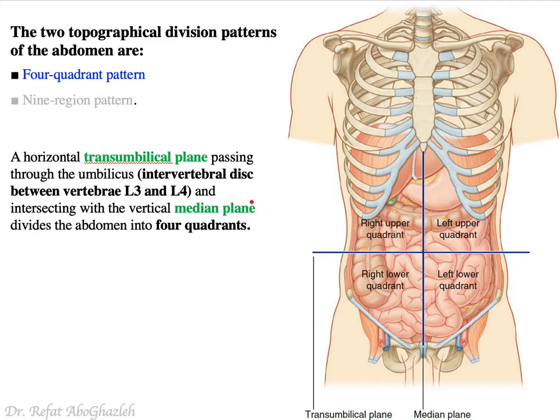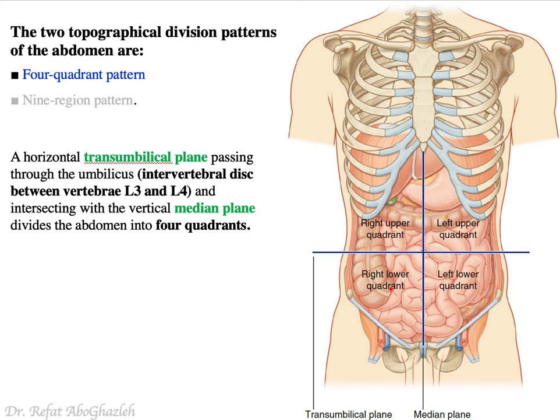Guys, you have to know how to divide the abdomen for physical examination, to look at the different structures and organs in the abdomen, especially during physical examination or injury and so forth. You have to know how to describe what's going on in that region. You cannot say right, left, up and down, no. So we have two topographical divisions. We can divide the abdomen into four parts, as you see in the figure, or into nine parts. So we have the four quadrant pattern and the nine region pattern.